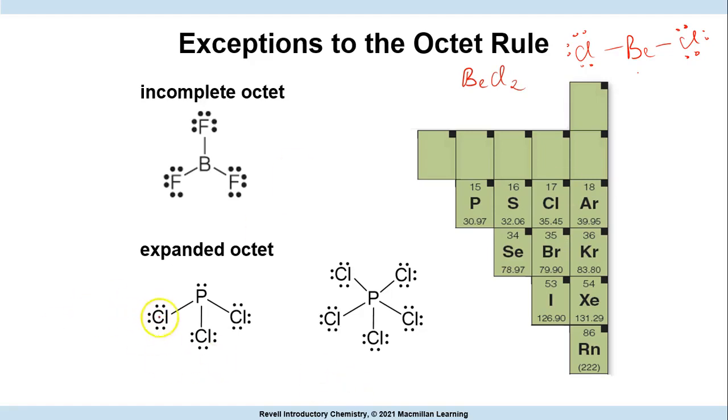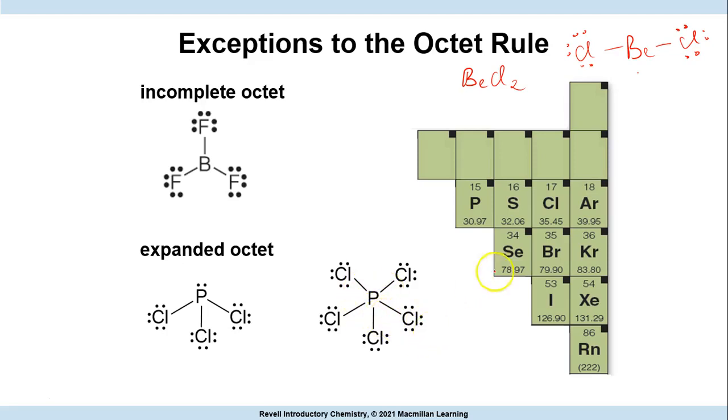For phosphorus trichloride here, we see that phosphorus here has an octet because it has 1, 2, 3 bonds which are 6 electrons plus this lone pair that makes 8. So it has an octet. Now that's for PCl3, phosphorus trichloride. For phosphorus pentachloride here, we see that phosphorus has 10 electrons. This is 1, 2, 3, 4, 5. 5 bonds, and each bond is 2 electrons, so that makes 10.